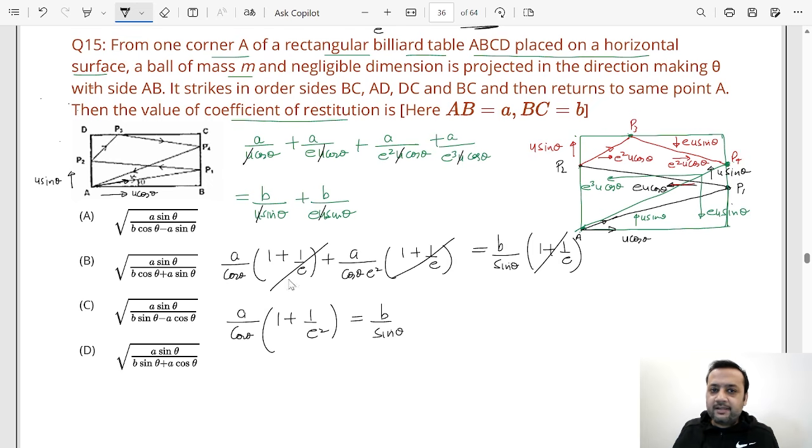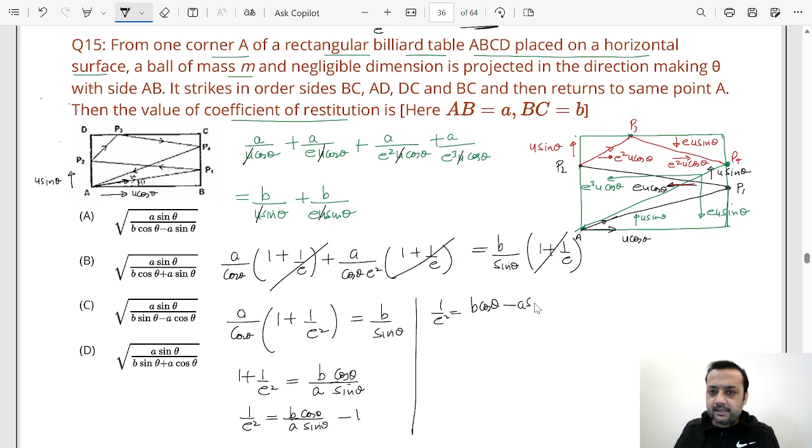Now we have to find the value of e. So cos theta you can bring this side, a you can bring this side, so 1 plus 1 by e square will be b by a into cos theta by sin theta, which means that 1 by e square will be b by a cos theta by sin theta minus 1. So 1 by e square becomes b cos theta minus a sin theta upon a sin theta. So e becomes under root of a sin theta upon b cos theta minus a sin theta. So option A is perfect.